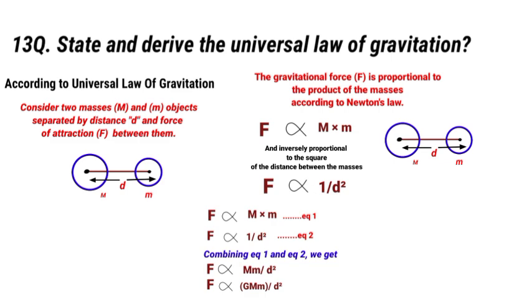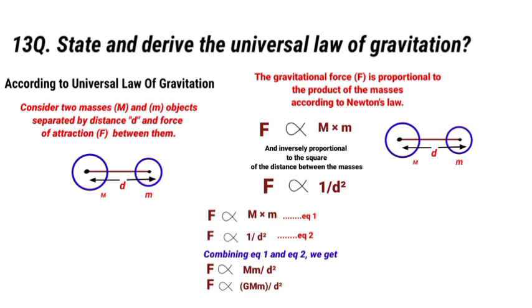But for now, let me tell you in short. State and derive the universal law of gravitation. According to the universal law of gravitation, every mass in this universe attracts every other mass with a force which is directly proportional to the product of the two masses. That is, F is proportional to capital M into small m, and inversely proportional to the square of the distance between them. That is, F is proportional to 1 by d square. So let's take these as equation 1 and equation 2.